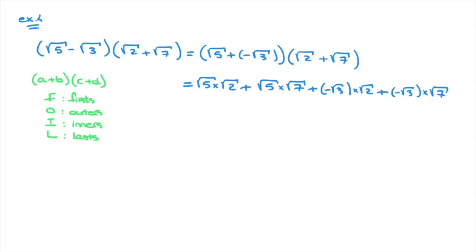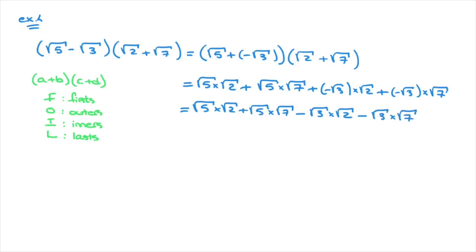Now, before using our formula for the product of two square roots, let's just tidy up these negative signs here. So the first two terms will be unchanged. We have the square root of 5 times the square root of 2 plus the square root of 5 times the square root of 7. And then we're adding negative square root of 3 times root 2. And since the product negative square root of 3 times the square root of 2 will be negative, we can write this as minus the square root of 3 times the square root of 2. Doing the same for negative square root of 3 times the square root of 7, we have minus the square root of 3 times the square root of 7.